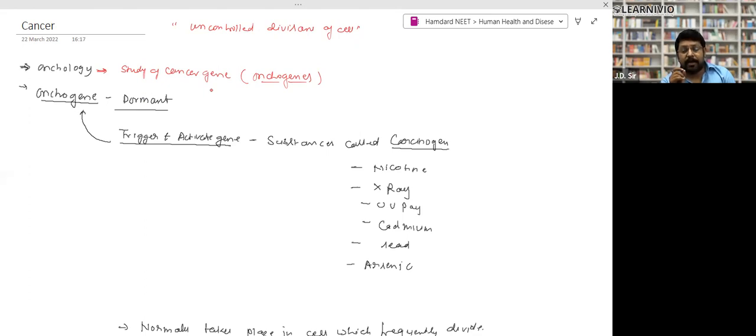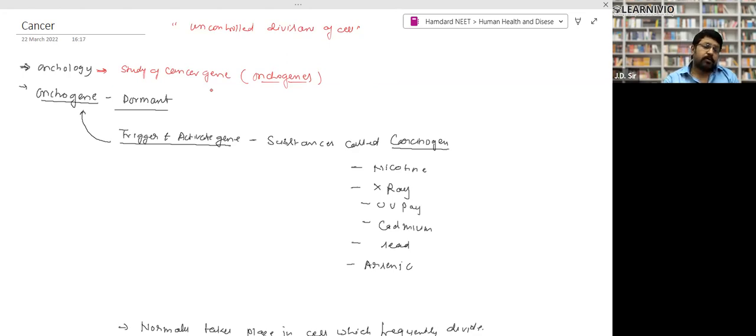Oncogene is the gene responsible for cancer. It is found in a sleeping condition inside our body. It is a dormant gene, not an active gene, and it remains inactive throughout the body. But sometimes certain chemicals trigger the oncogene, and when they trigger it, the cells start multiplying and cause cancer, right?